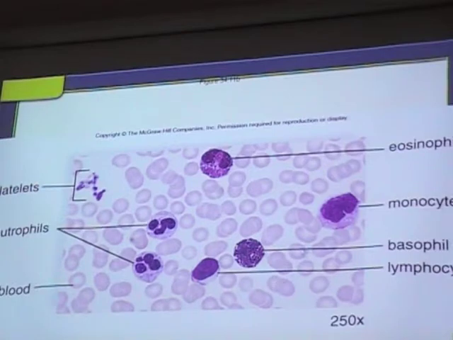And here's what the cells look like under a microscope. These little pink circles are red blood cells. And these big purple ones, those are white blood cells. White blood cells fight diseases. They crawl around your blood looking for anything that doesn't belong there, and they'll eat it up.